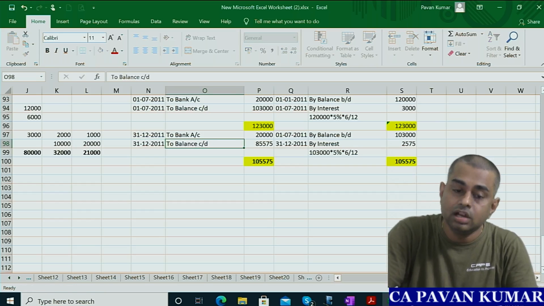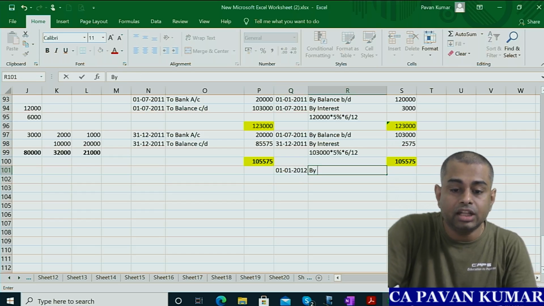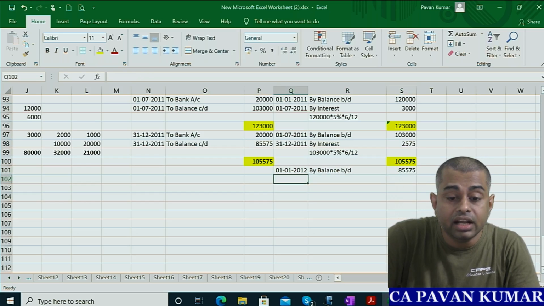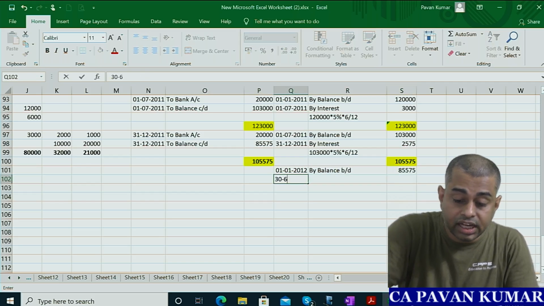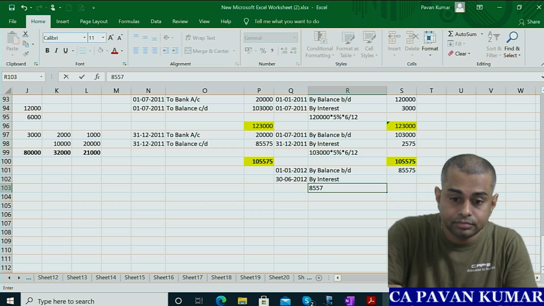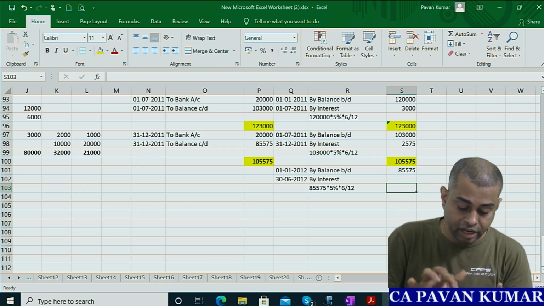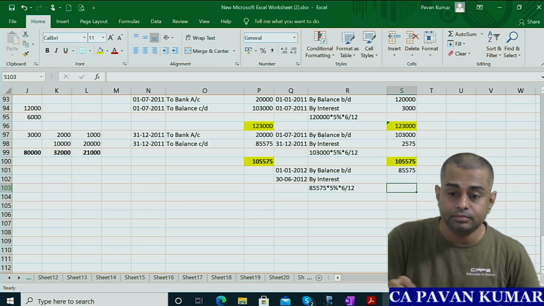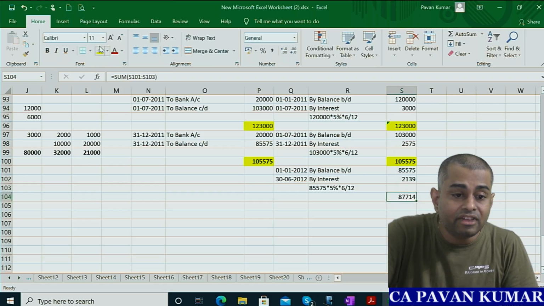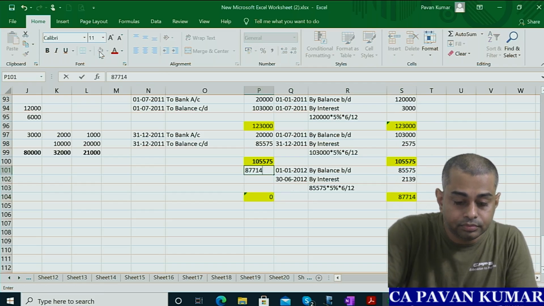To balance carry on. On next day, 1/1/2012 by balance 85,575. Okay, then you need to calculate interest. 30/6/2012 by interest. How much? 85,575 into 5% into 6/12. 85,575 into 5% divided by 2. It is coming to 2,139. Is it right? 2,139. Okay, now what is the total amount we need to pay? 87,714. Good news, we have paid them 87,714 to bank.